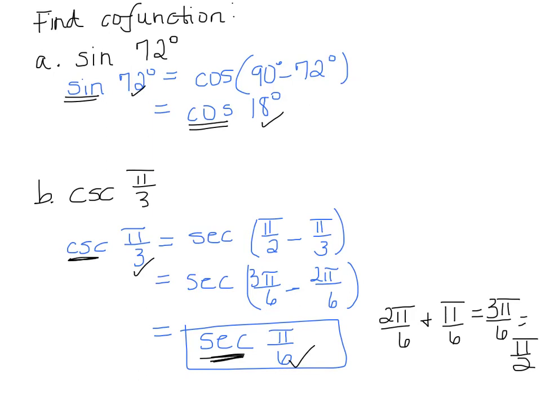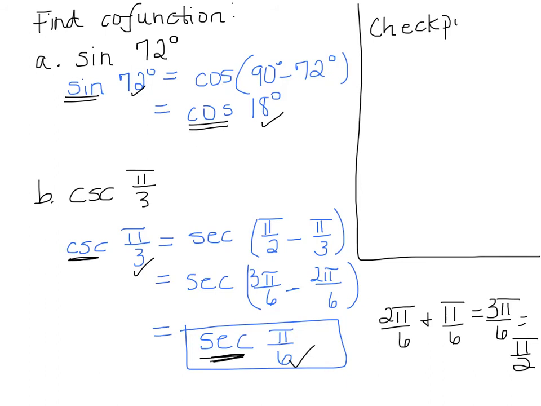And if you needed to try another, you can always try your checkpoint just to make sure you're doing it right. So sine of 46 degrees. And then I'll give you one with the radians. Cotangent of pi over 12. So I'll give you a second where you can try that.